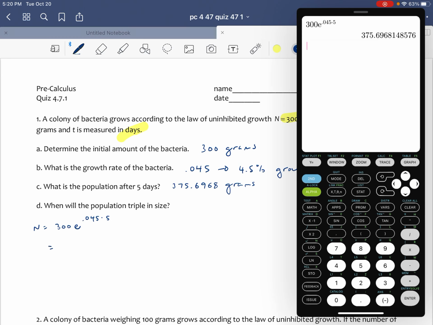When will the population triple in size? Well, we started with 300, so when does it become 900? Now, you don't have to know the 900 or the 300. The triple is the key word. As soon as you divide your A sub 0 over to the other side, you're going to get 3.